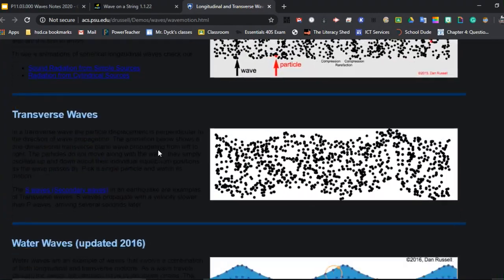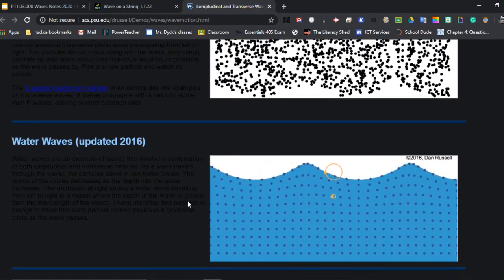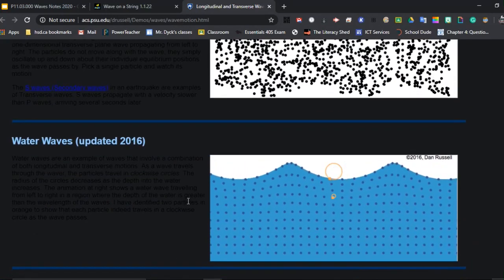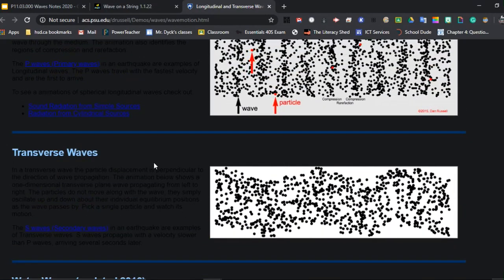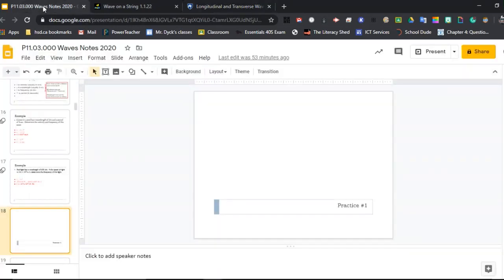So I can always include this too, just so you get a better picture. There's a variety of different types of examples here too, of different types of waves. But yeah, the ones we looked at were the transverse and the longitudinal today. That wraps it up.